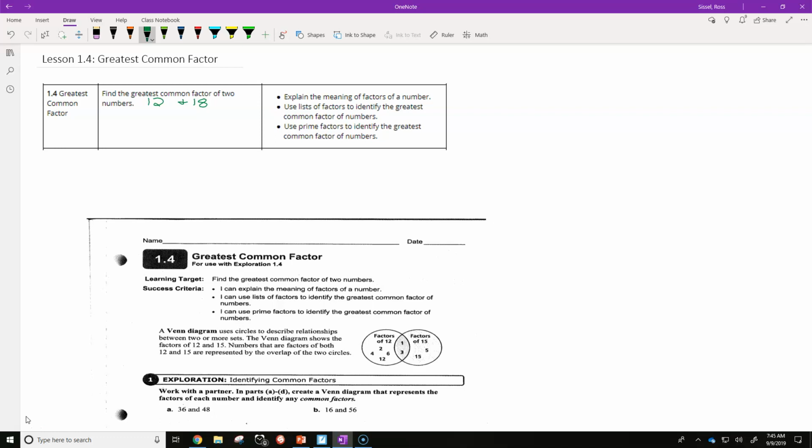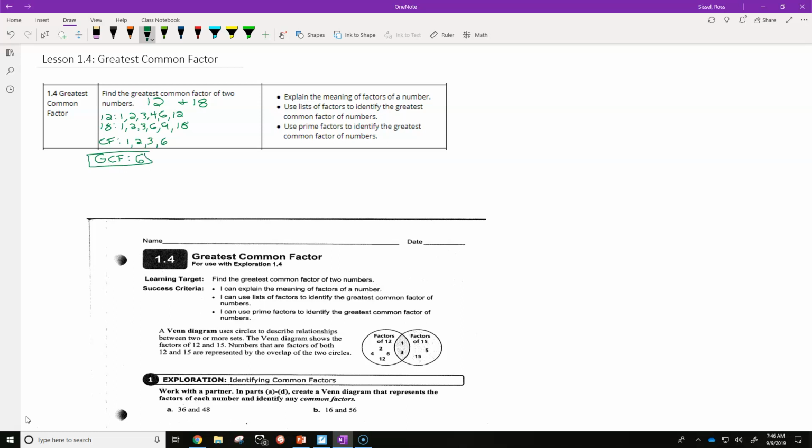We list different things out. I would say 12, the factors are 1, 2, 3, 4, 6, 12. I'd say 18, 1, 2, 3, 6, 9, 18. We're going to do something called common factors: 1, 2, 3, 6. So my greatest common factor is 6.